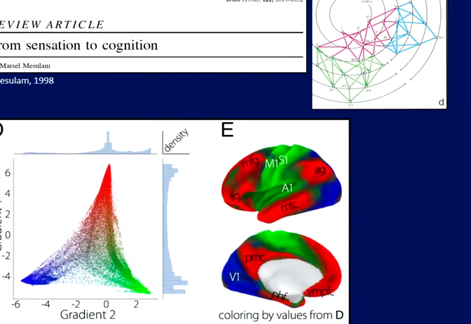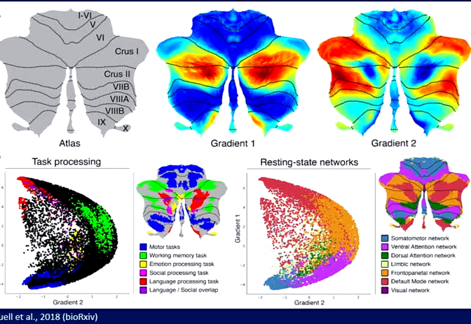Here, gradient 1 is shown on the y-axis. The principal axis of macroscale organization of the cerebral cortex progresses from primary cortices, shown in blue and green, all the way to multimodal association areas, shown in red. We were the first to apply this method of analysis in the cerebellum. And here, going from deep blue to deep red, this is how gradient 1 in the cerebellum looks.